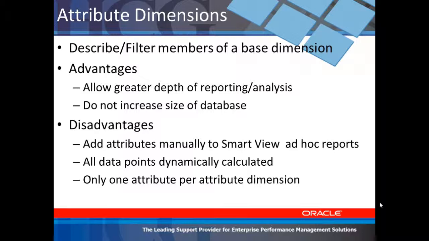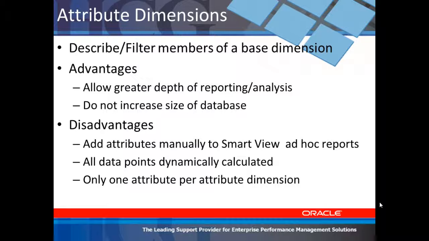First, I hope you know a little bit about attribute dimensions. They basically either describe or filter members of a base dimension. And attribute dimensions have great advantages in that they allow greater depth of reporting and analysis without increasing the size of the database. However, there are some disadvantages. When you create a SmartView ad hoc report, you have to add those attributes manually, which can get a bit difficult. If you use a Smart Slice, it's much easier to add those to your report.